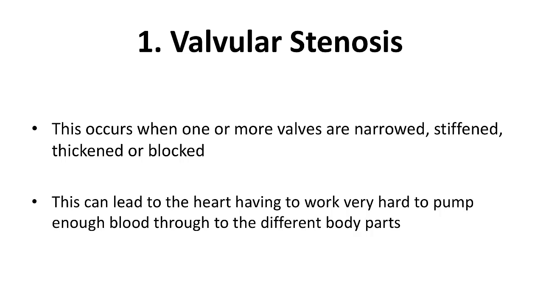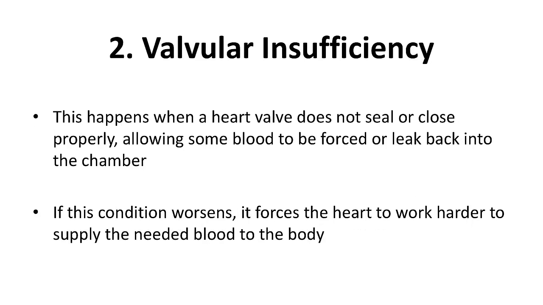This can lead to the heart having to work very hard to pump enough blood through to the different body parts. All 4 of the heart valves can develop stenosis. The other common type is valvular insufficiency, sometimes called either regurgitation, incompetence, or leaky valve. This happens when the heart valve does not seal or close properly, allowing some blood to be forced or leak back into the chamber. If this condition worsens, it forces the heart to work harder to supply the needed blood to the body.